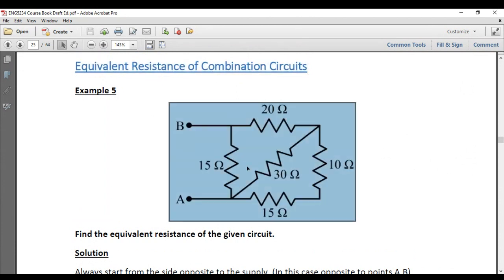Combination circuit means it's a combination of series and parallel components. As you can see in this circuit here, it looks a complicated one because it is a combination of series and parallel elements. Series and parallel resistors are connected in this circuit. Point A and B are the 2 points where you have to find the total resistance of this combination. So how to do that?